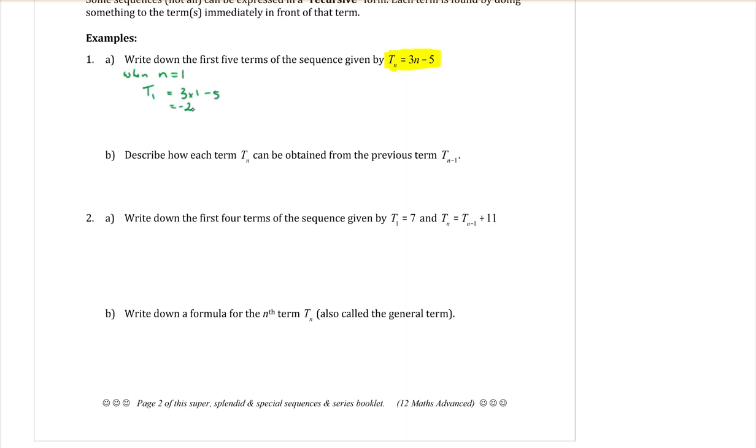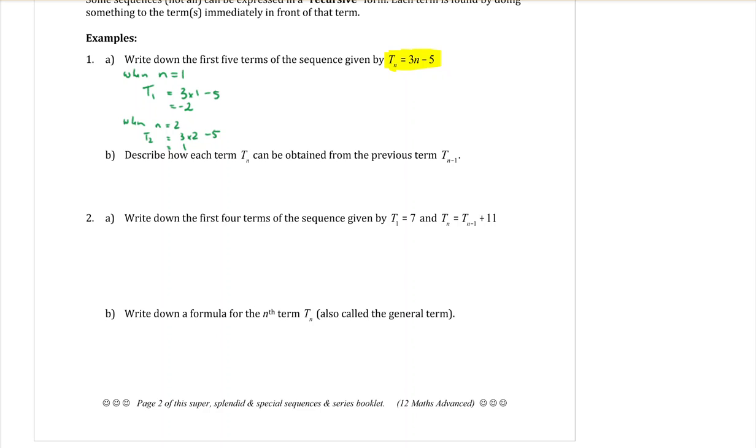There's my first term. If I wanted to find the second term, I would be subbing in n equal to 2. So it would be a T with a little subscript 2, and this time it would be 3 times 2 take away 5, which is 6 take away 5, which is equal to 1. Now that's going to be pretty painful if you have to do that for 5 terms.